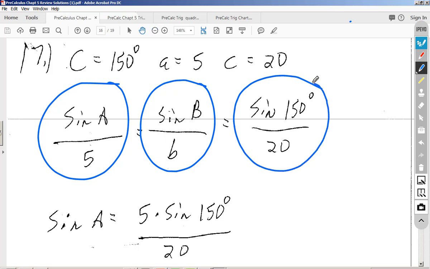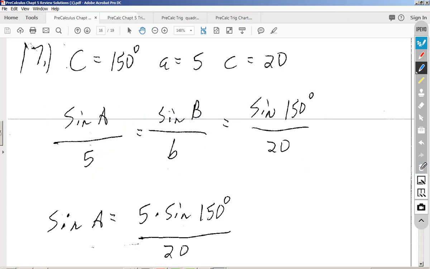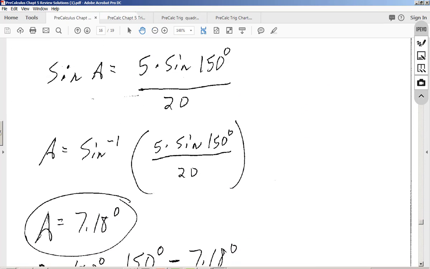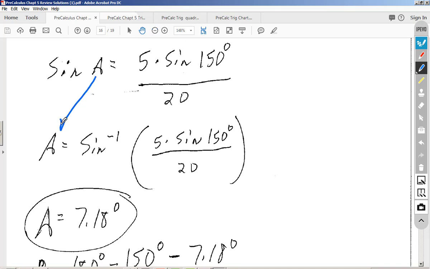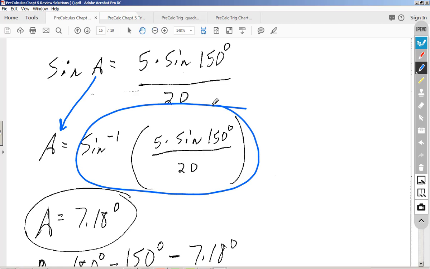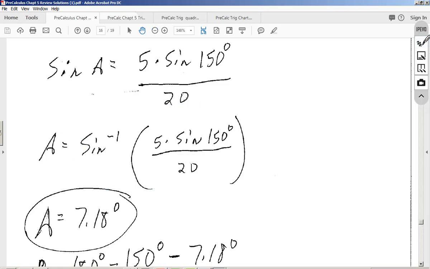So now to find the sine of A, notice you can just look at these two at the same time. And I'm going to multiply by 5. So I got the sine of A equals 5 times the sine of 150 all over 20. And remember, we're finding an angle here, so we have to use our sine inverse key. So to get A by itself, you're going to have to take the sine inverse of this answer right here. So then you just take your calculator, type that in exactly as you see it.